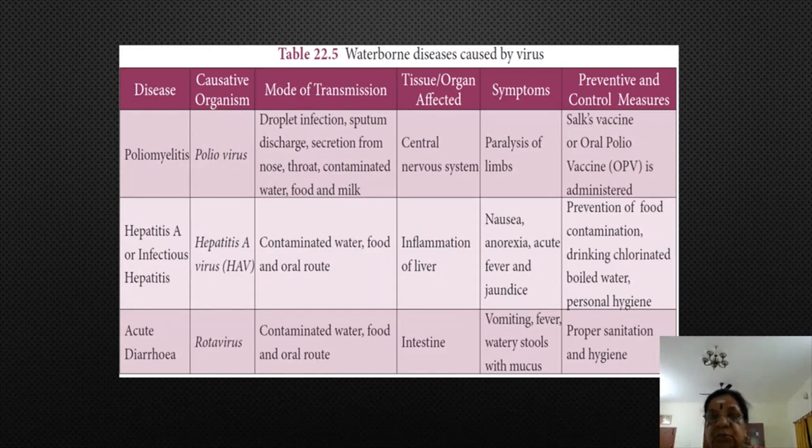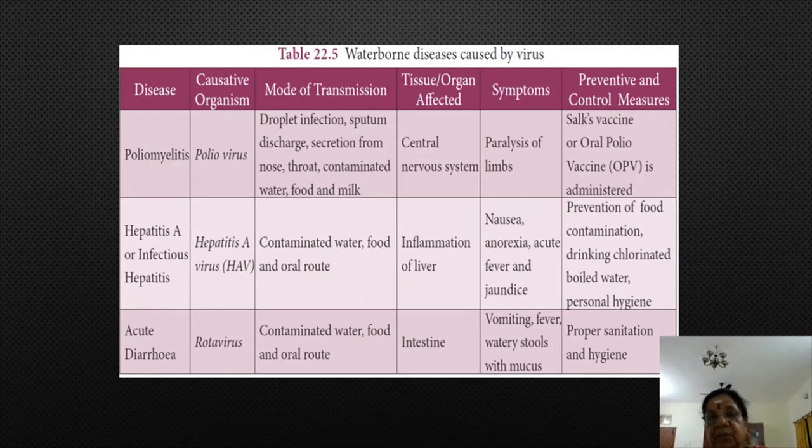அப்படின்னா தண்ணியா motion போறது. அதான் watery stools with the mucus. I hope you are able to follow. Then prevention, SARS vaccine or oral polio vaccine, OPV expansion, oral polio vaccine is administered. Hepatitis A, prevention of food contamination, drinking chlorinated or boiled water, and you should keep your personal hygiene. And acute diarrhea, proper sanitation and your personal hygiene to be maintained.